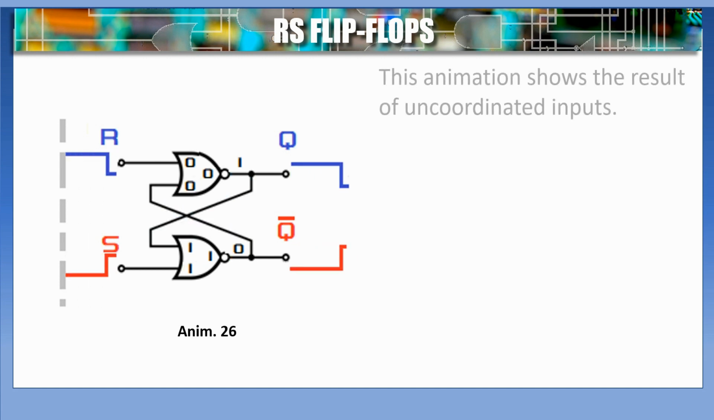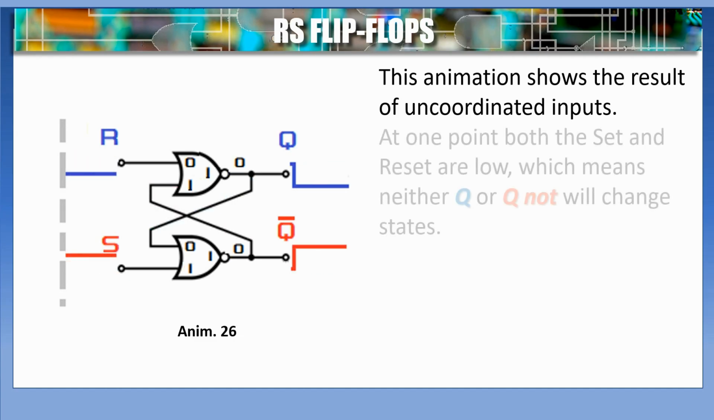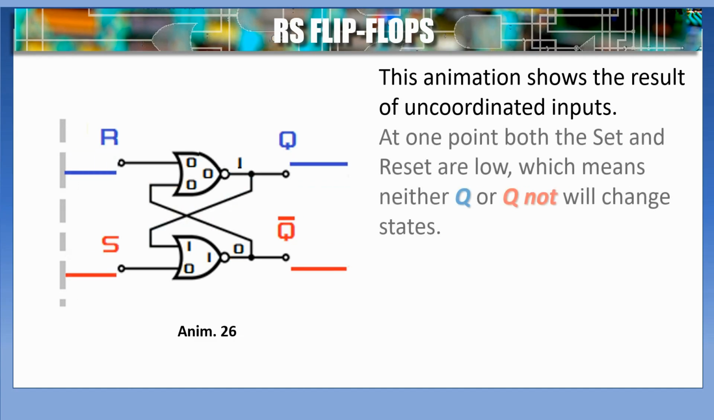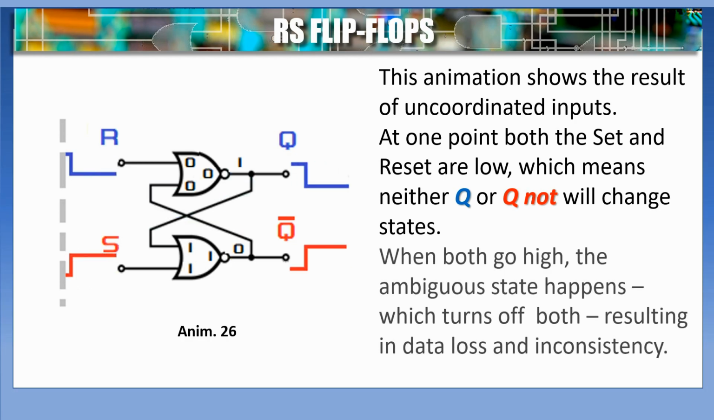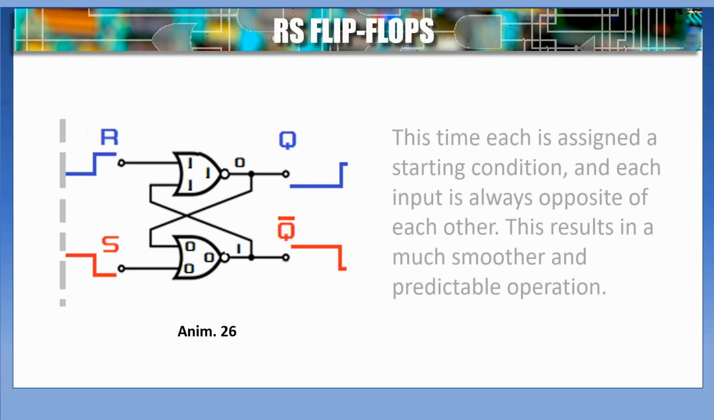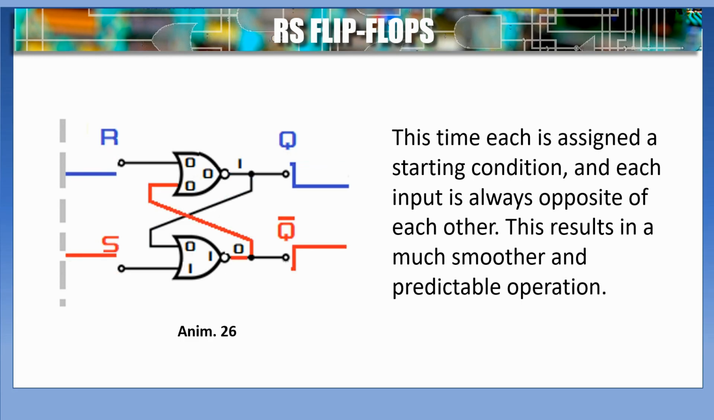This animation shows the result of uncoordinated inputs. At one point, the set and reset are low, which means neither Q or Q naught will change states. When both go high, the ambiguous state happens, which turns off both, resulting in data loss and inconsistency. This time, each is assigned a starting condition, and each input is always opposite each other. This results in a much smoother and predictable operation.